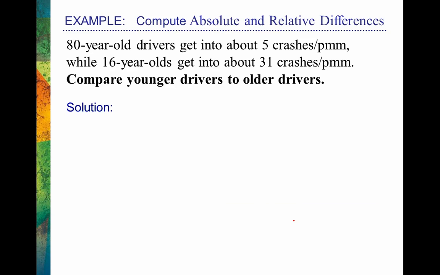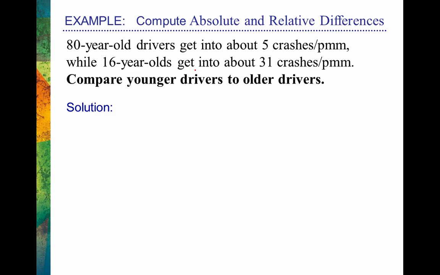This one's kind of interesting because my wife owns a driver training school, and she's often dealing with 16-year-olds who are driving. And as you probably know, they get into more accidents than really anyone. Older drivers are often criticized as being poor drivers as well, but as you can see here, the numbers hardly match up. So let's go ahead and compute absolute and relative differences based on these numbers. 80-year-old drivers get into about 5 crashes per million miles driven. That's PMM in this case, per million miles driven. While 16-year-olds get into about 31 crashes per million miles driven. That's a pretty darn big difference.